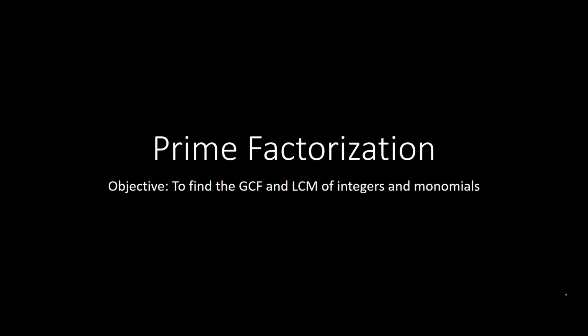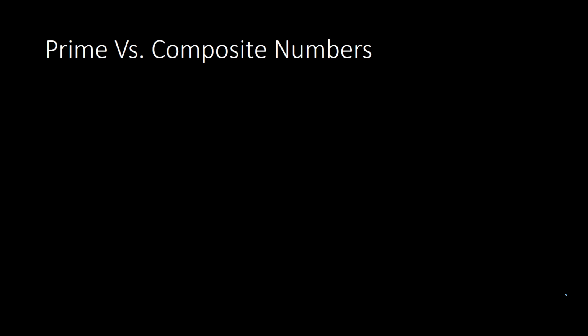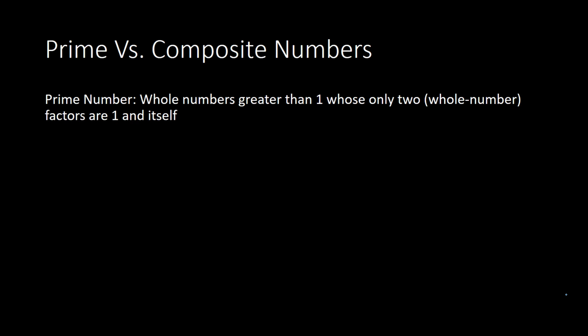factor means. So the term prime is contrasted with the term composite. And you may have learned this before, but to review, in case you forget, primes are numbers that are greater than 1 and whose only two whole number factors are 1 and itself.